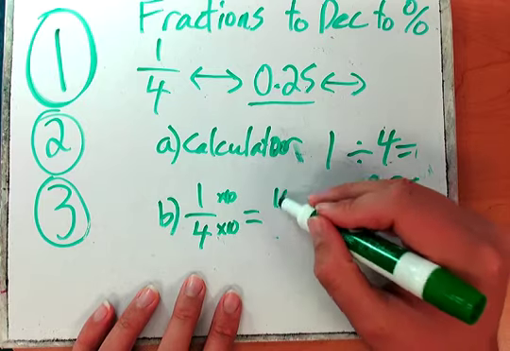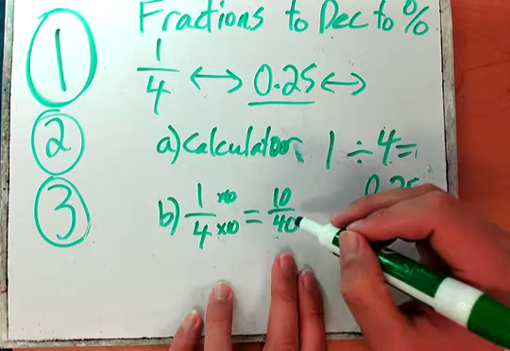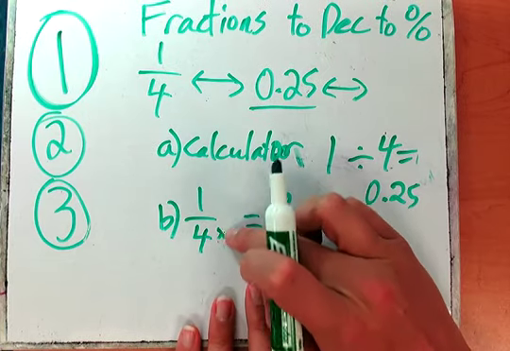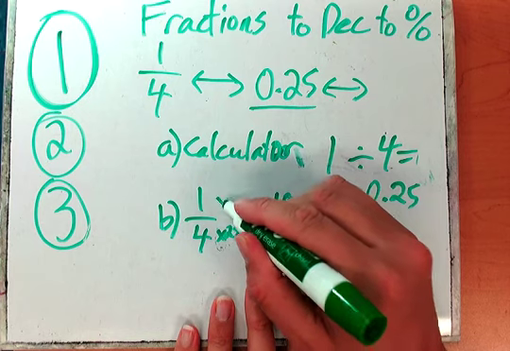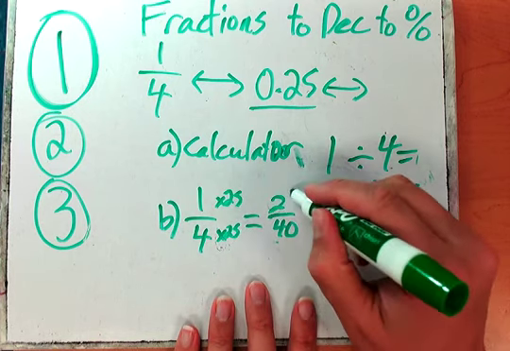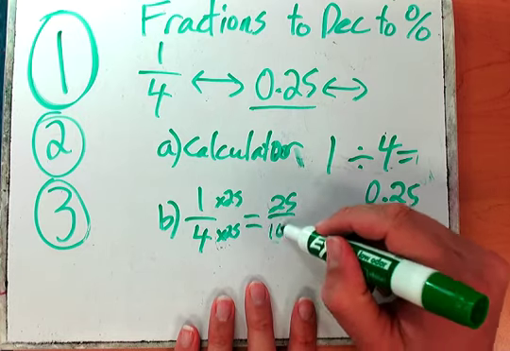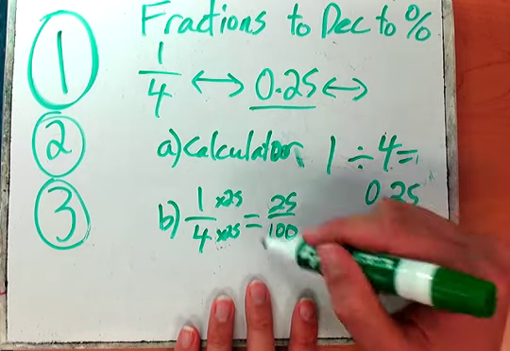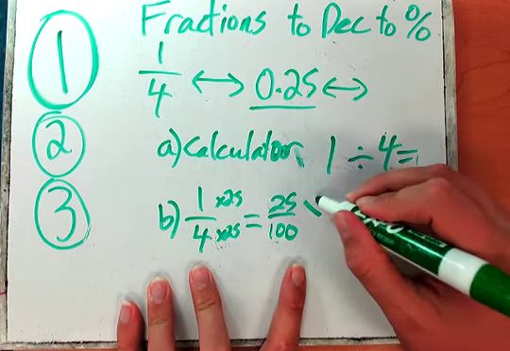Well, then I'd have 10 over 40. Okay, well, I'm getting closer there. So what if I tried multiplying by 25? Multiplying by 25, well, that's going to be 25 on the top. And what's 4 times 25? That's 100.